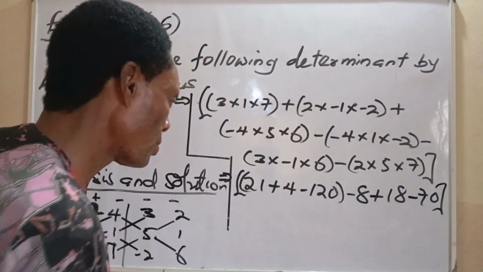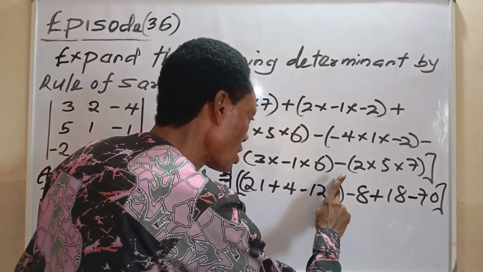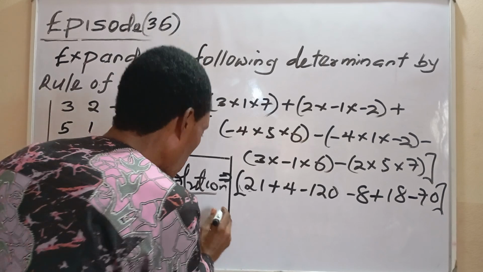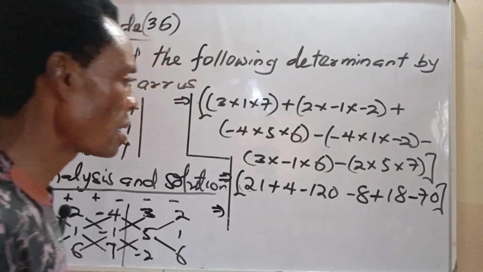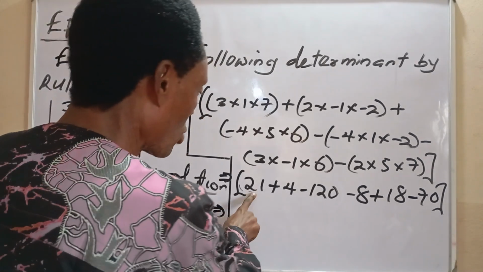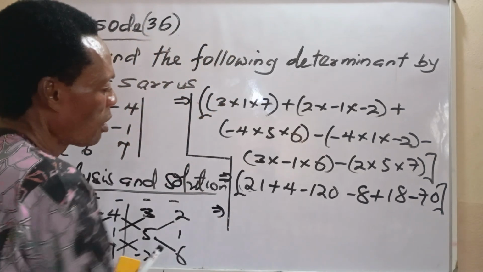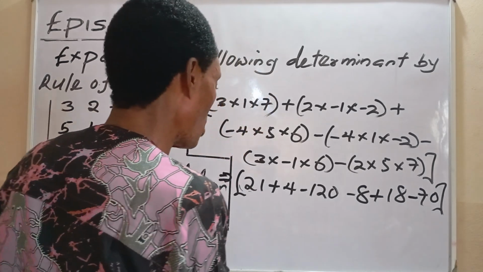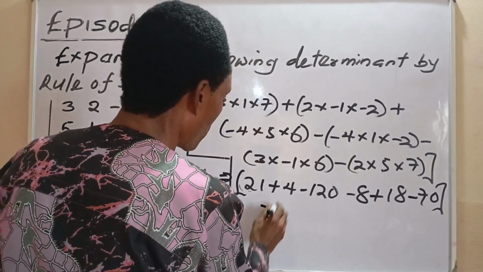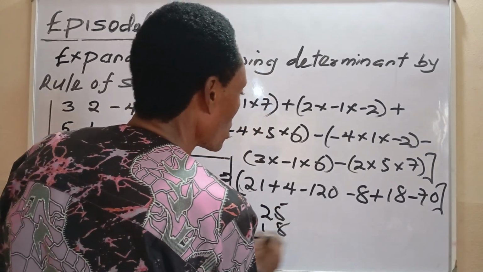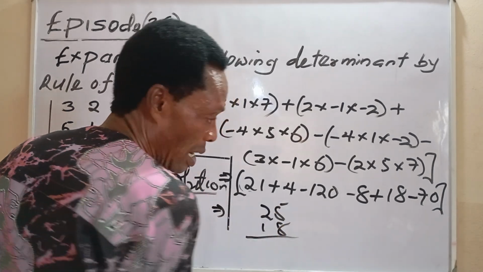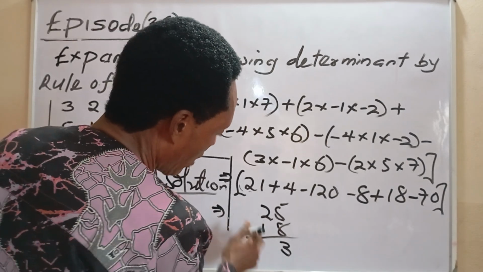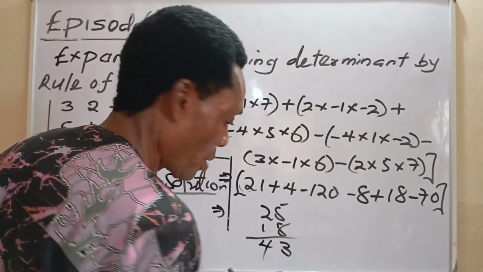Now let's see. From here, let's remove this and this. Collecting like terms: 21 plus 4 will give us 25. 25 plus 18 will give us what? 5 plus 8 will give us 13, carry 1. 3 plus 1 is 4. That's 40, so we have 43.